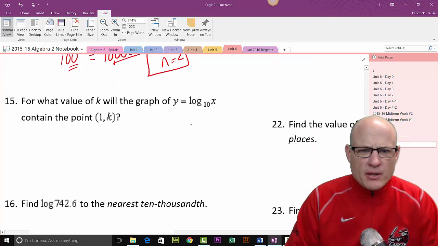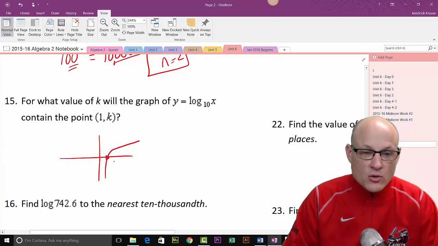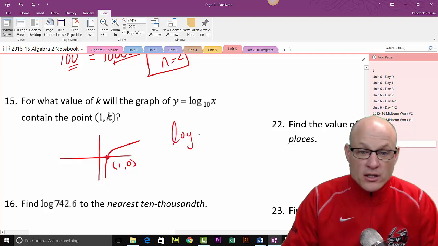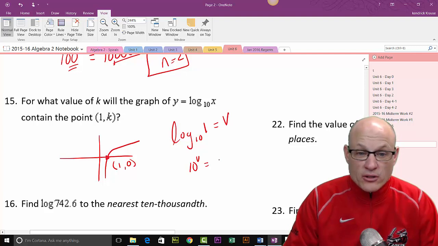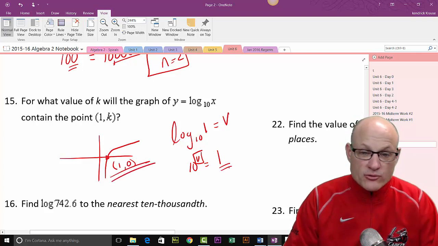What value k will the graph contain the point 1, something? All right, so you need to understand and remember that all logarithm functions go through the point (1, 0). When you take the log of 10 to the 1, it has to equal some value, we'll call it v. 10 to the v equals 1. Well, what exponent do I have to raise things by to get 1? 0. Or you can remember it goes through 0, or you can just try it.